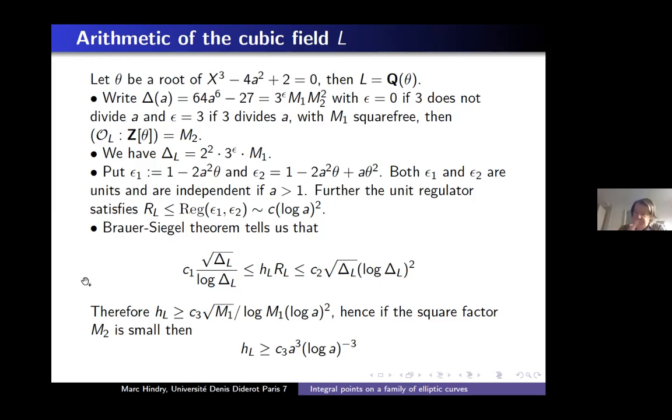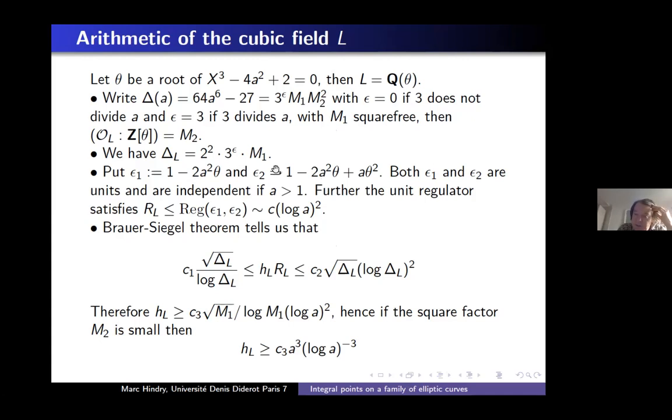So you can compute the discriminant. You factor the discriminant: there's a square full part and a square free part. And from that, you can deduce many things on the arithmetic of the cubic field. For example, the ring generated by theta is not, in general, the full ring of integers. The index is exactly this factor that appears to a square. And then the discriminant of the cubic field is essentially M1. The 2 and 3 parts are trivial.